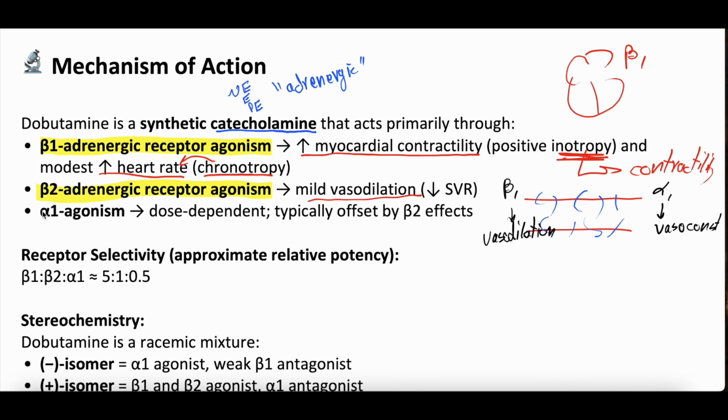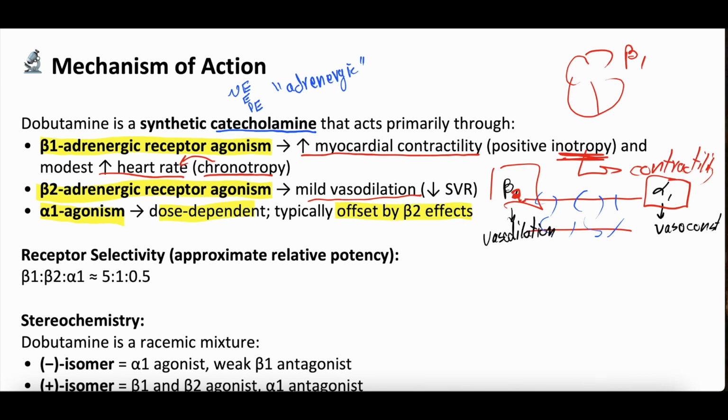It gets confusing because there's some slight alpha-1 agonism. This is dose dependent, and typically the beta-2 effects are more. So although there is some slight alpha-1 agonism, which could cause vasoconstriction, the beta-2, we wrote beta-1, the beta-2 effects on the peripheral vasculature are more. So there's usually more vasodilation. So dobutamine increases heart rate, increases contractility, and decreases blood pressure.